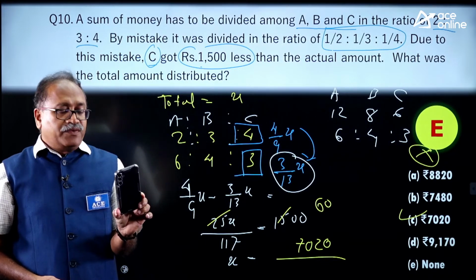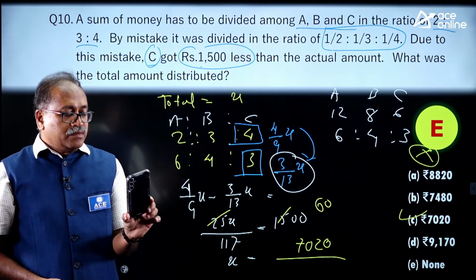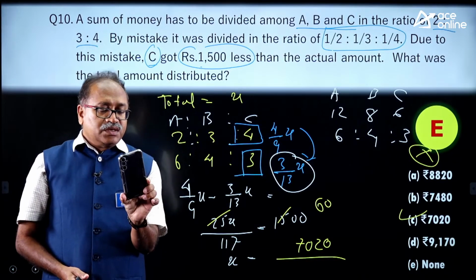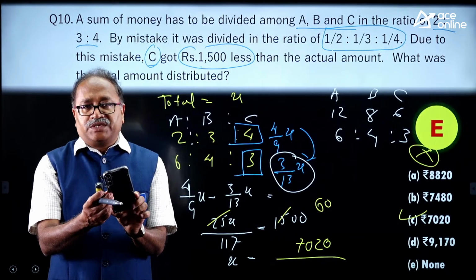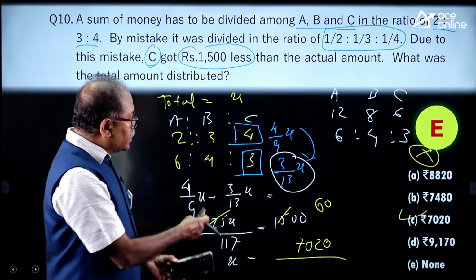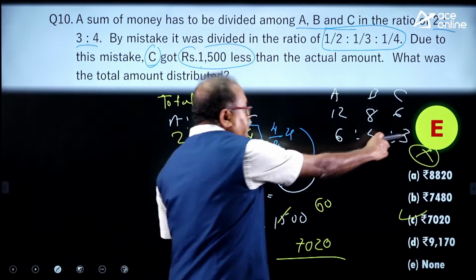Is any of my friends agree with my answer? Yes. Dharani madam, that's right, 7020. That's what I am getting. By mistake, I left the option as E.